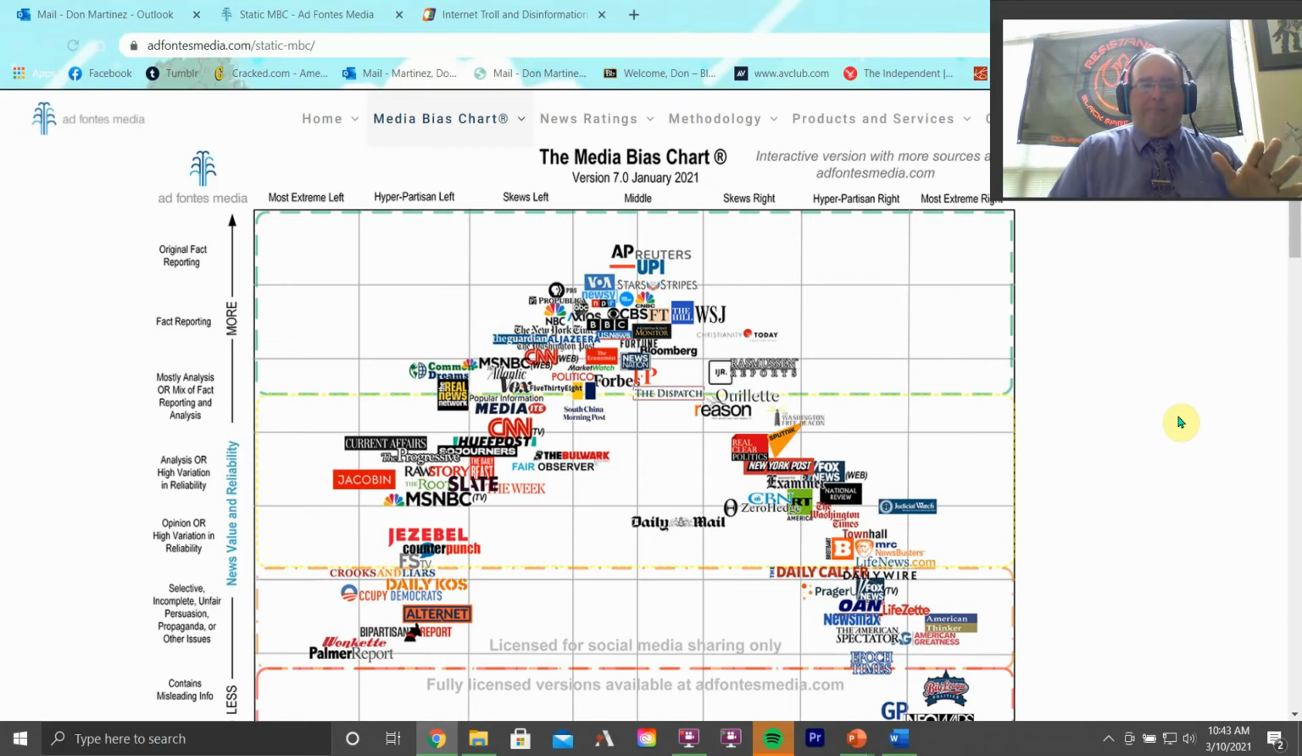So if you look at this, it's on an X and Y chart. The Y-axis is the bias, where their politics lie. Put it at the center here, that's the centrist. It's at the middle. Then as you go further to either the right or the left wing, it goes skews, hyperpartisan, and then most extreme left. Then you have skews, hyperpartisan, most extreme right.